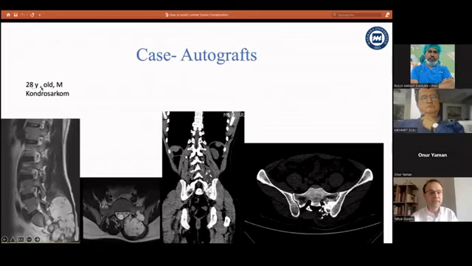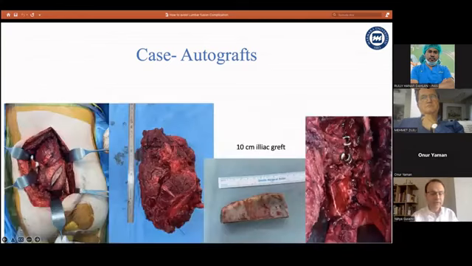He is 20 years old and has a chondrosarcoma in the sacrum. It starts from here and goes to the lateral side of the sacrum and invades C1, C2, and we operated together with orthopedic surgeons. We removed a single part. This is C1, this is C2. We removed half of the sacrum, but we need strong fusion.